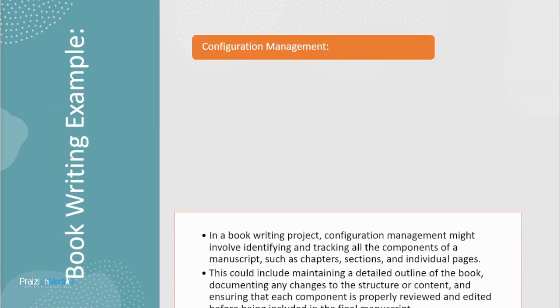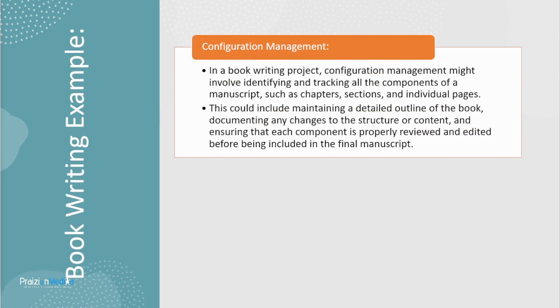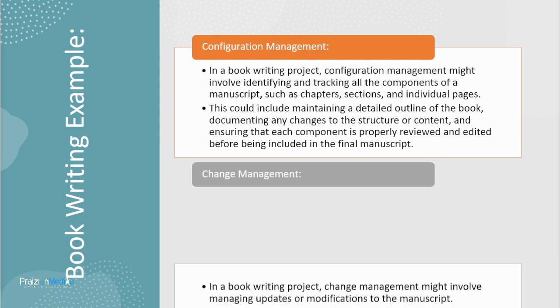In a book writing example, this could involve identifying and tracking all the components of a manuscript, chapters, sections, and individual pages. This could involve maintaining a detailed outline of the book and documenting any changes to the structure or the content, and ensuring that each component is properly reviewed and edited before being included in the final manuscript.